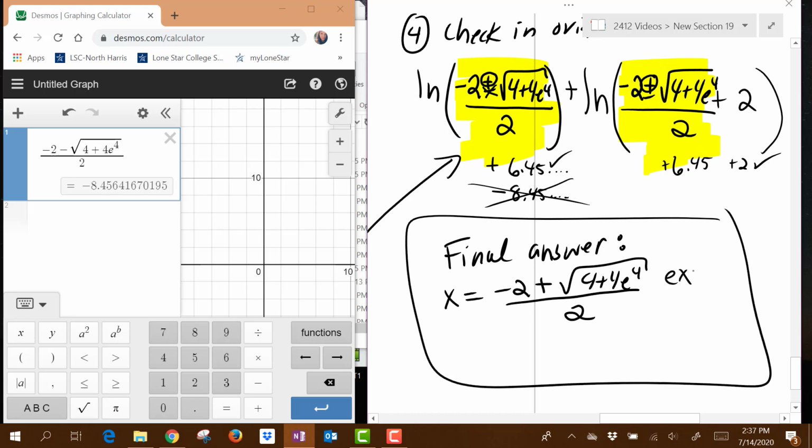Alright, so that would be the exact value. What about the approximate value of x? So let's go back to that. Let's put our plus sign there again. And so our approximate value is 6.456 rounded to the nearest 3 decimal places. Alright, so you want to make sure that you can work on getting that exact value that has not been rounded, and then also make sure you can type that into your calculator and find an approximation.